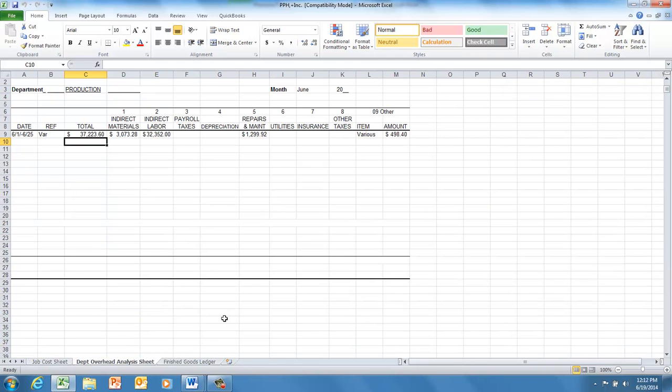For the overhead, you will of course have a date, the reference would be TTA, the total amount of indirect labor of that journal entry, and then of course it would also go under the indirect labor column, that total.